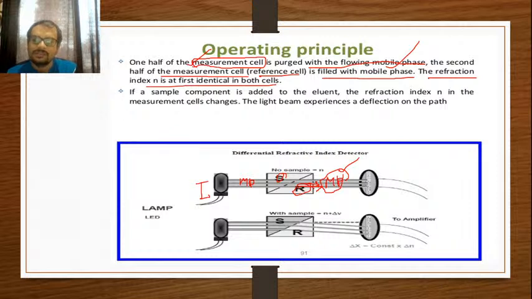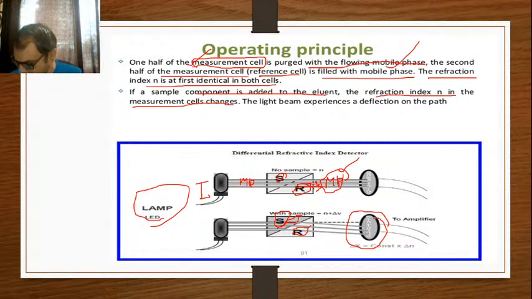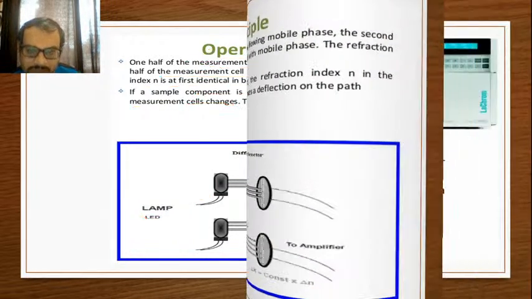Okay, if the sample component is added to the eluent, now they have added sample component in the sample cell, the refraction index N in the measurement cells changes. Just because there is a change in the medium, now the refractive index needs to be changed because there is a deflection of the rays passing out from this lamp. Okay, this deflection causes these amplifiers to detect the change in the deflection, and this deflection becomes the part of your RI analysis, refractive index analysis. Okay, so this is how this refractive index detector works.